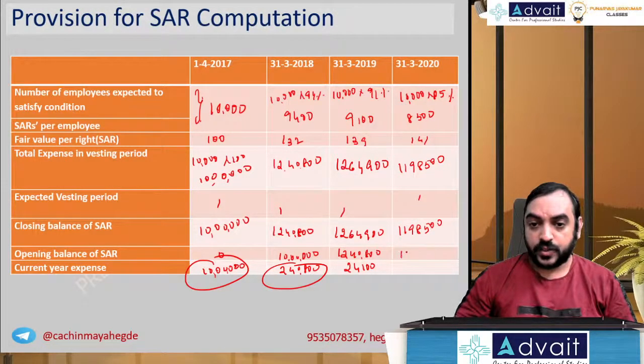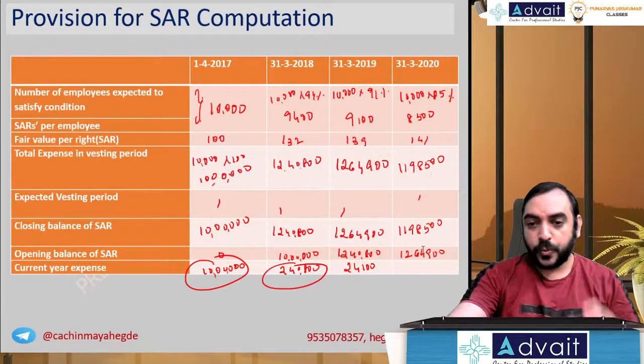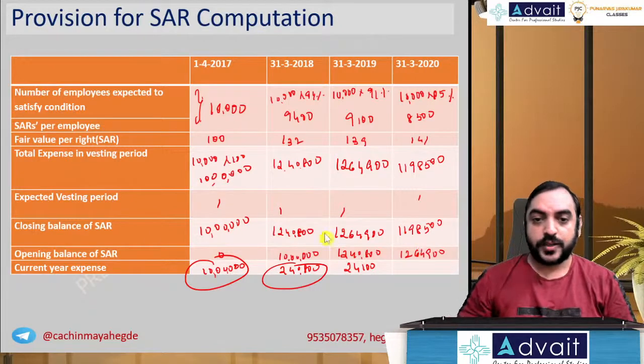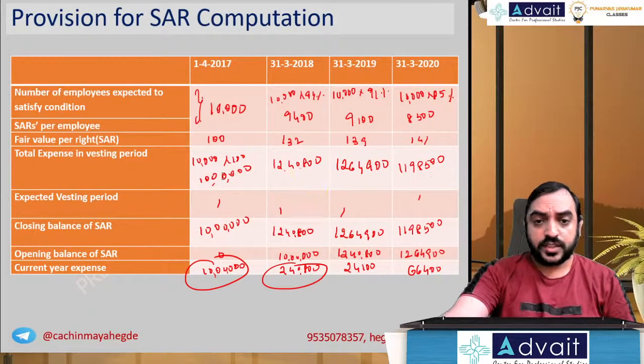Opening balance 12 lakh 64,900. That is the previous closing balance. So it's a reversal of expense, a minus number actually. So this year we are going to reverse the expense. Opposite entry, 66,400. Okay. Let's see what the journal entry will look like. Let's go through the journal entries quickly.